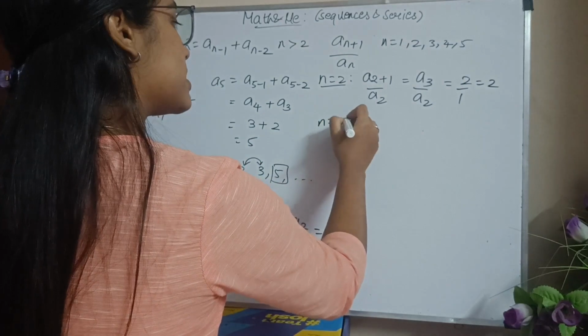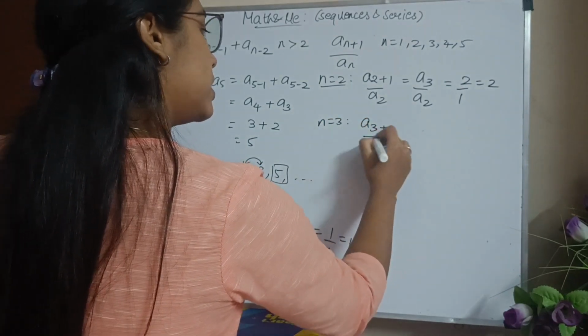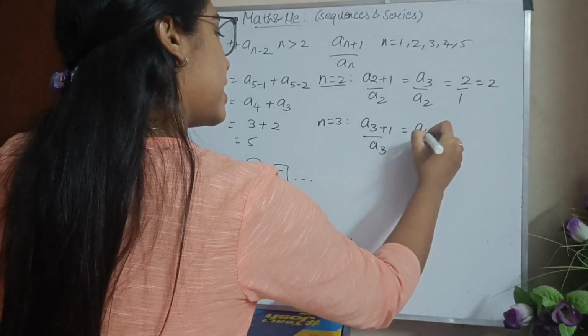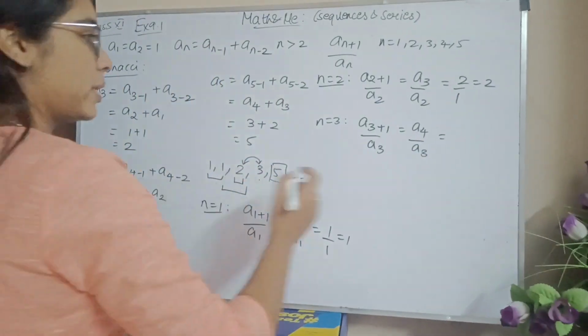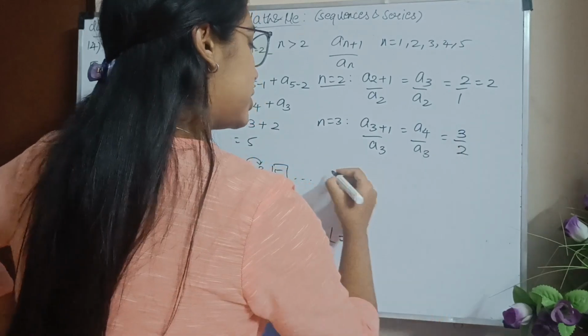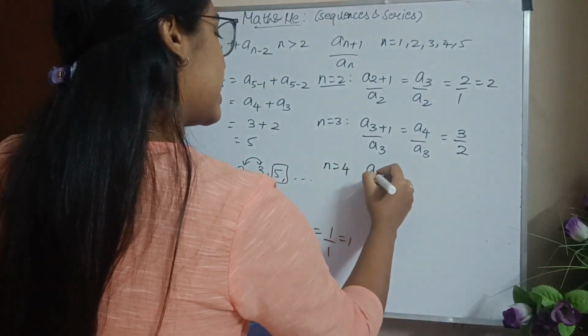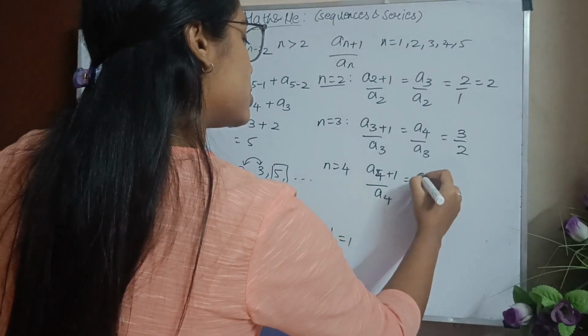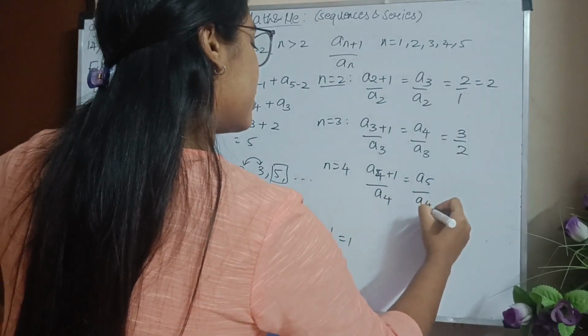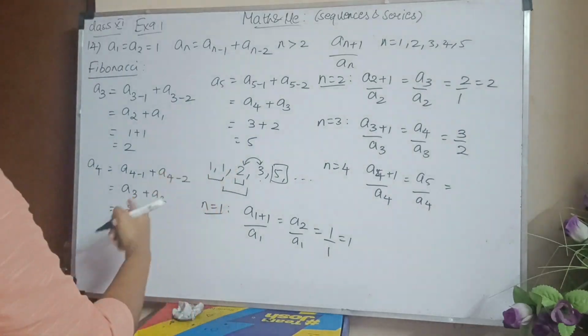For n equals 3, a(3 plus 1) divided by a3, which is a4 divided by a3. What is the value of a4? 3 divided by 2. So it is 3 divided by 2. n equals 4. I'll have a(4 plus 1) divided by a4, which is a5 divided by a4. So a5 divided by a4 and 5 divided by 3.